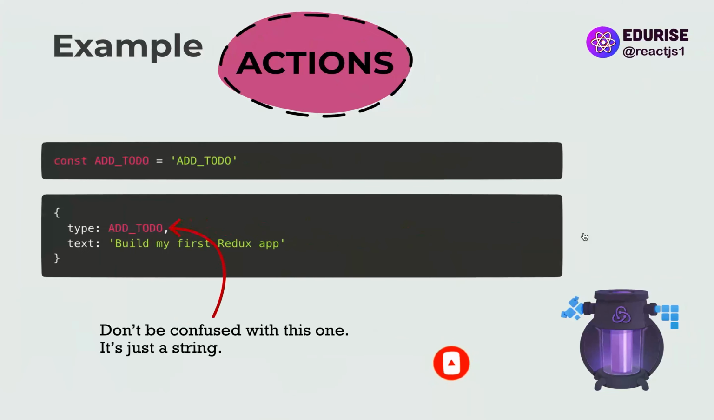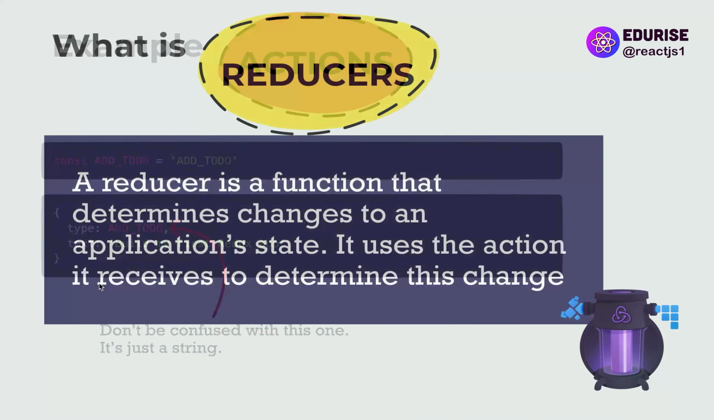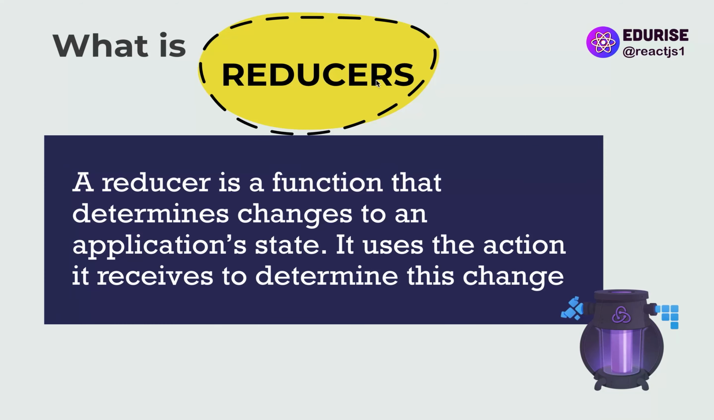Okay, so what is an example of an action? So this is how an action will look like. It is a simple object which will have a type, and as we saw before, type is a must, and the next item is a payload. So that's a text.